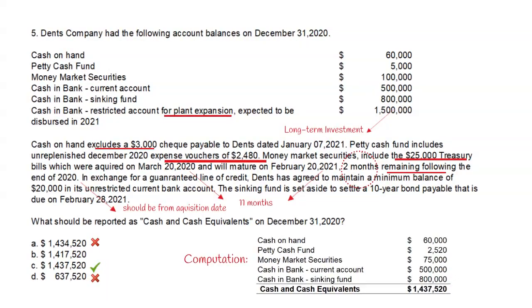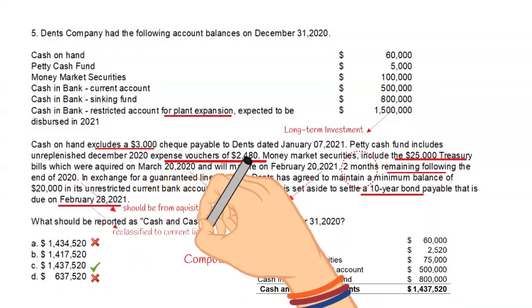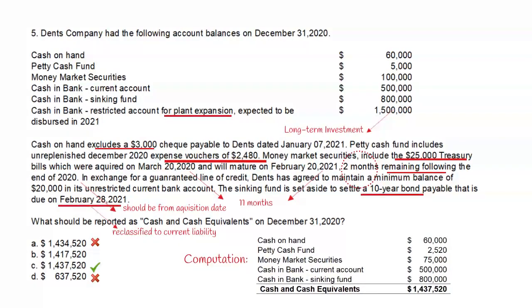If your answer is letter D, it means you have mistakenly excluded the sinking fund. Although the sinking fund is restricted for long-term liability, such liability is due in less than 12 months from the end of the year. Therefore, the liability is reclassified as current liability as of December 31, 2020. So does the sinking fund. Because again, the rule is, the classification of cash always follows the classification of related liability.